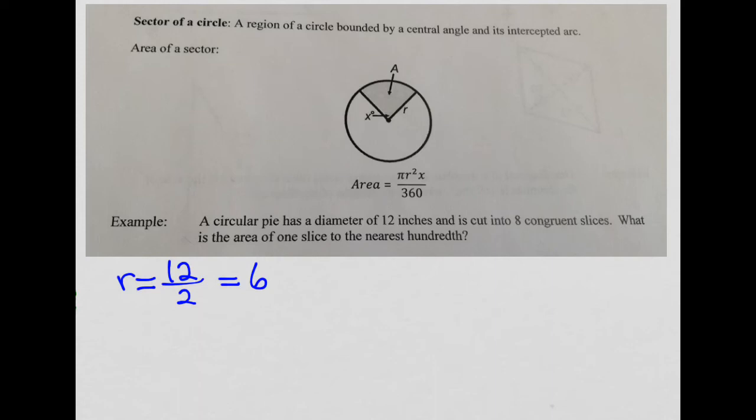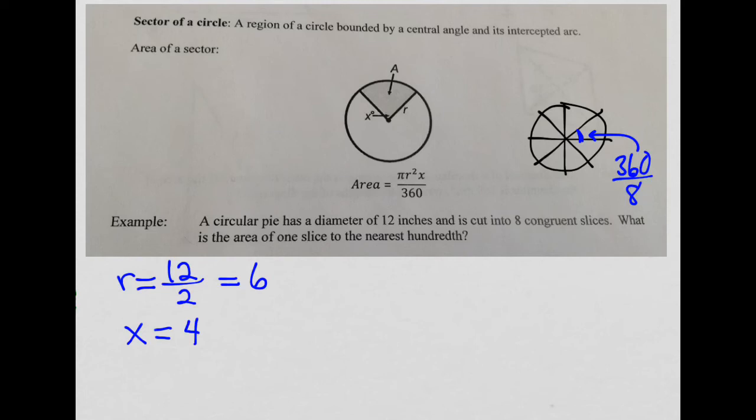We're cutting the pizza into 8 congruent slices. So remember, a full circle's measure of degrees is 360, and one slice will just be an eighth of that 360. So this little angle right here is going to be 360 divided by 8. And that is 45 degrees. So x, our central angle, is 45.